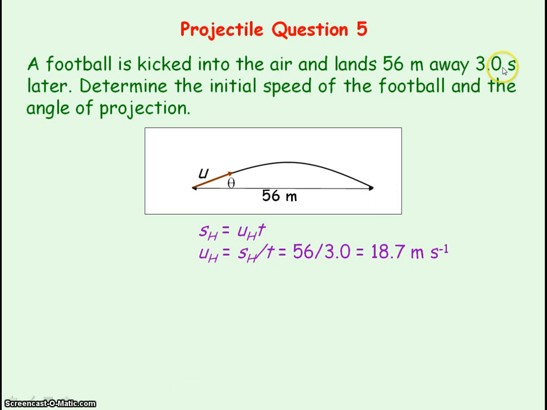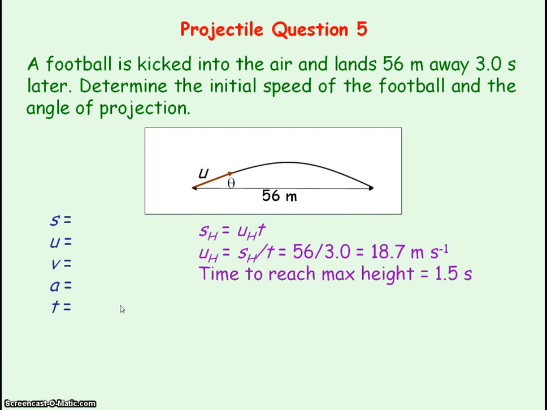As it took 3.0 seconds to cover this distance of 56 meters, then half this time will be the time to reach maximum height. And so we can use this time to work out the initial velocity in the vertical direction. So for vertical motion, we use the SUVAT equation. So vertically, we do not have the displacement for maximum height. We're trying to determine the initial velocity in the vertical direction.